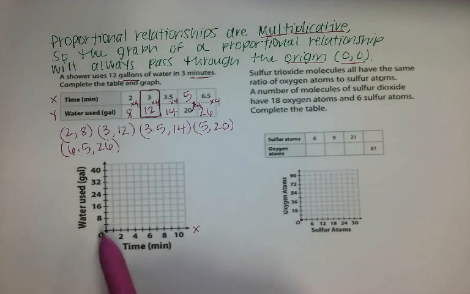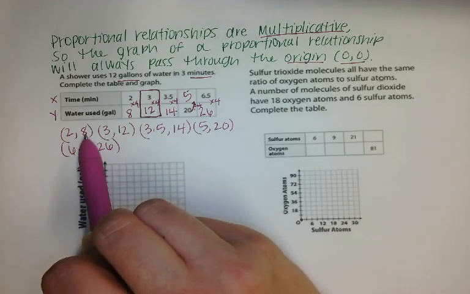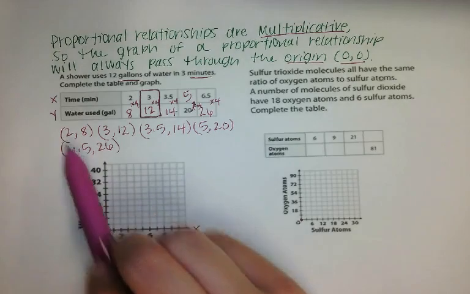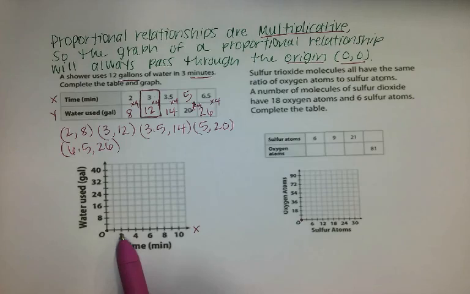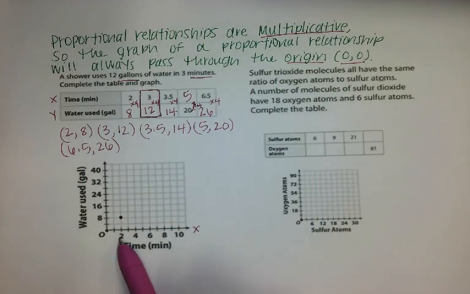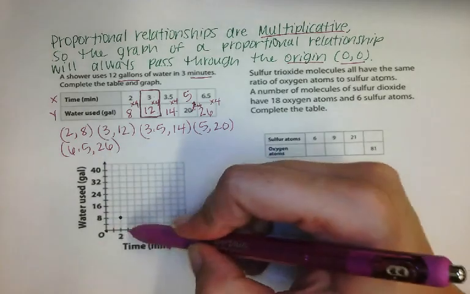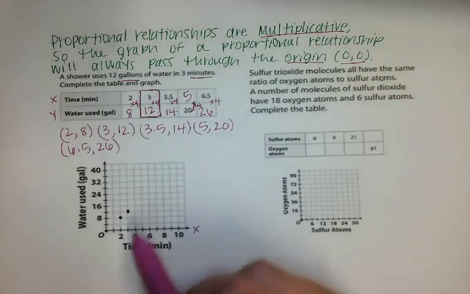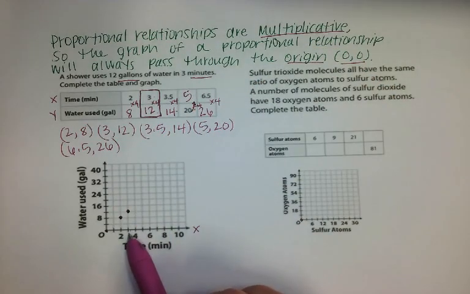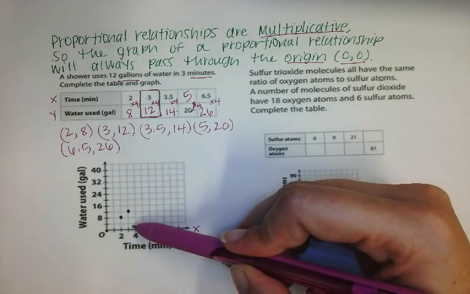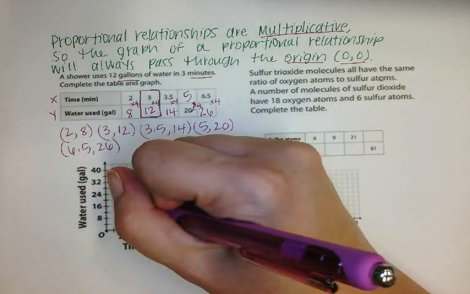Alright, we know that when we're graphing, the x-coordinate is always listed first, the y-coordinate is always listed second, and we always start at the origin. Since this is positive 2, it's going to tell me to move to the right 2, and positive 8 is going to tell me to move up to 8. So here's our first point. Here's 3 on the x-axis, and I want to move up to 12 on the y-axis. 3.5 is going to be here in between 3 and 4 on the x-axis, and then up to 14 on the y-axis.